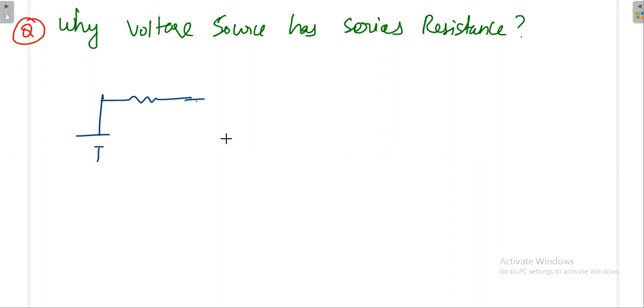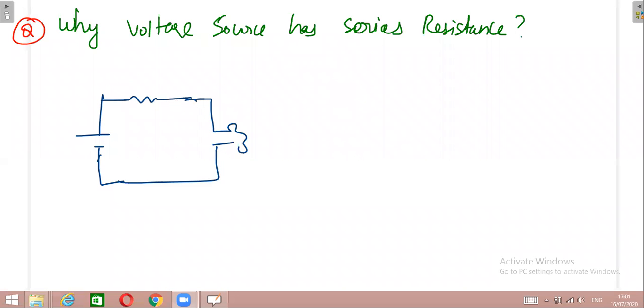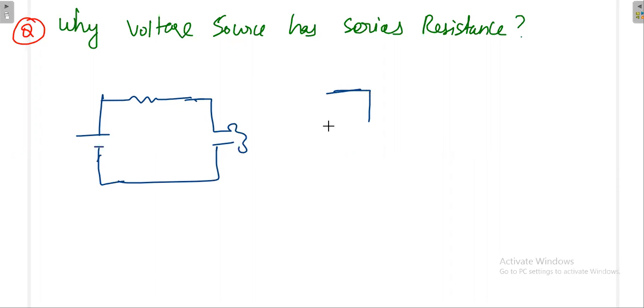Then only I will connect my small bulb. For projects and all, I am doing like this. Why am I not doing it in this manner? What will happen if I connect in this manner? Anybody?